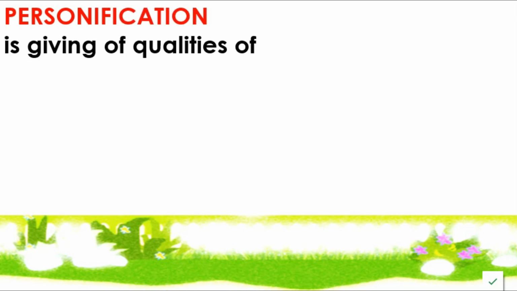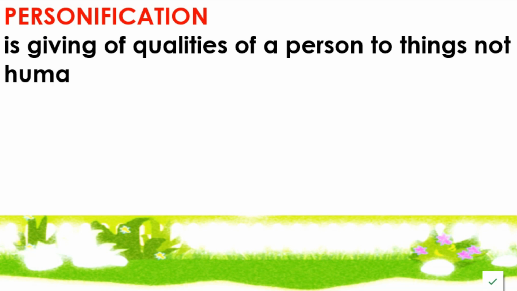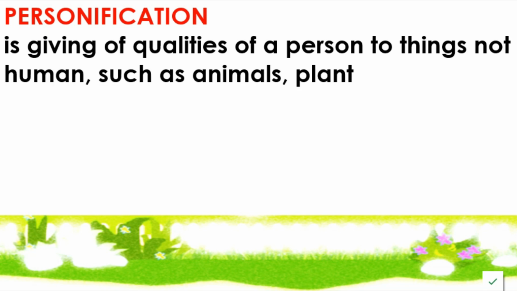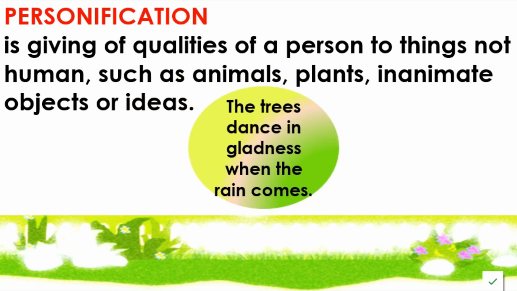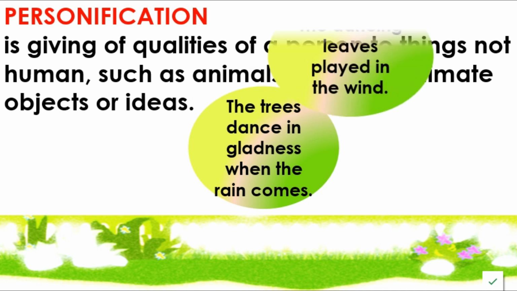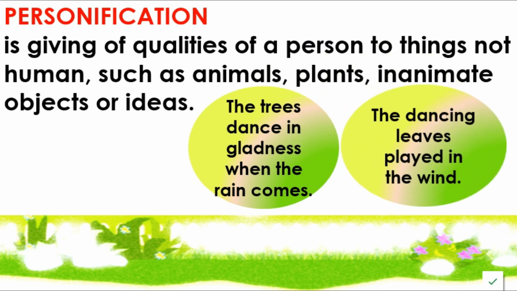Personification is the next. Personification is giving of qualities of a person to things not human, such as animals, plants, inanimate objects, or ideas. The trees dance in gladness when the rain comes. The dancing leaves played in the wind.